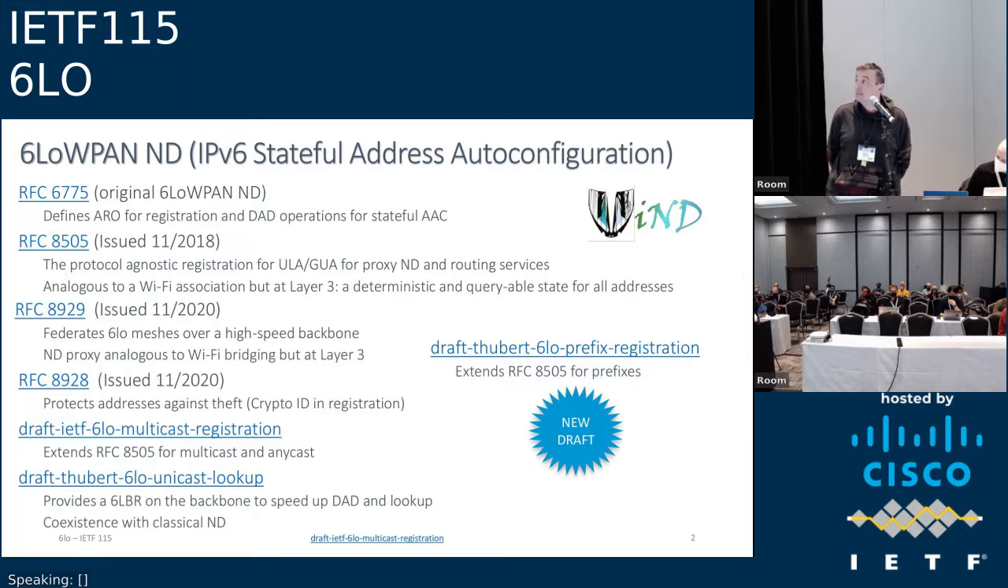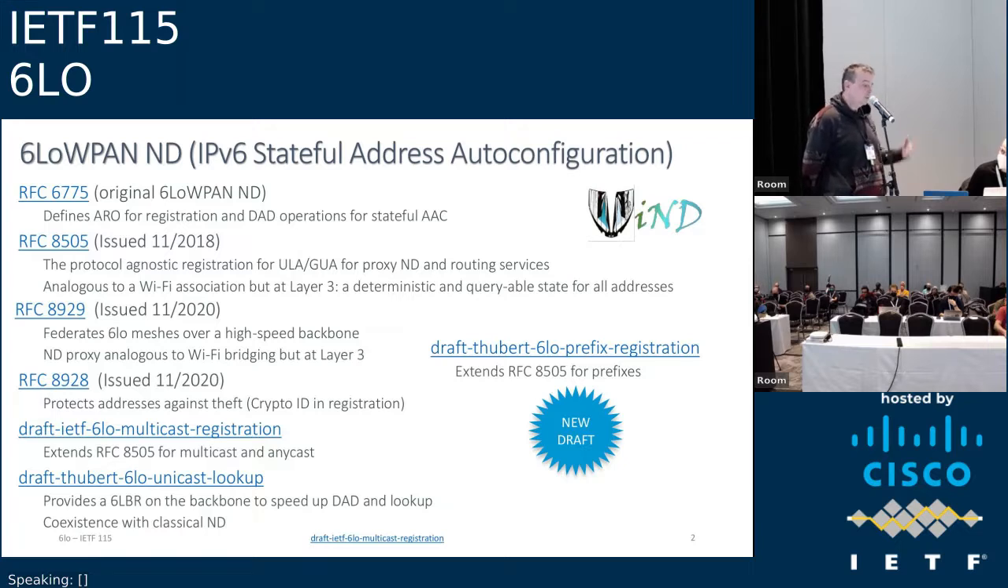So this makes it so that the 6LoWPAN-ND family is growing. We have this multicast registration, which, as you said, is close to finished. We are done with this document pretty much. We have the unicast lookup, which has not progressed for a long time. We've not been working on it. We'll have to decide what we do with it.